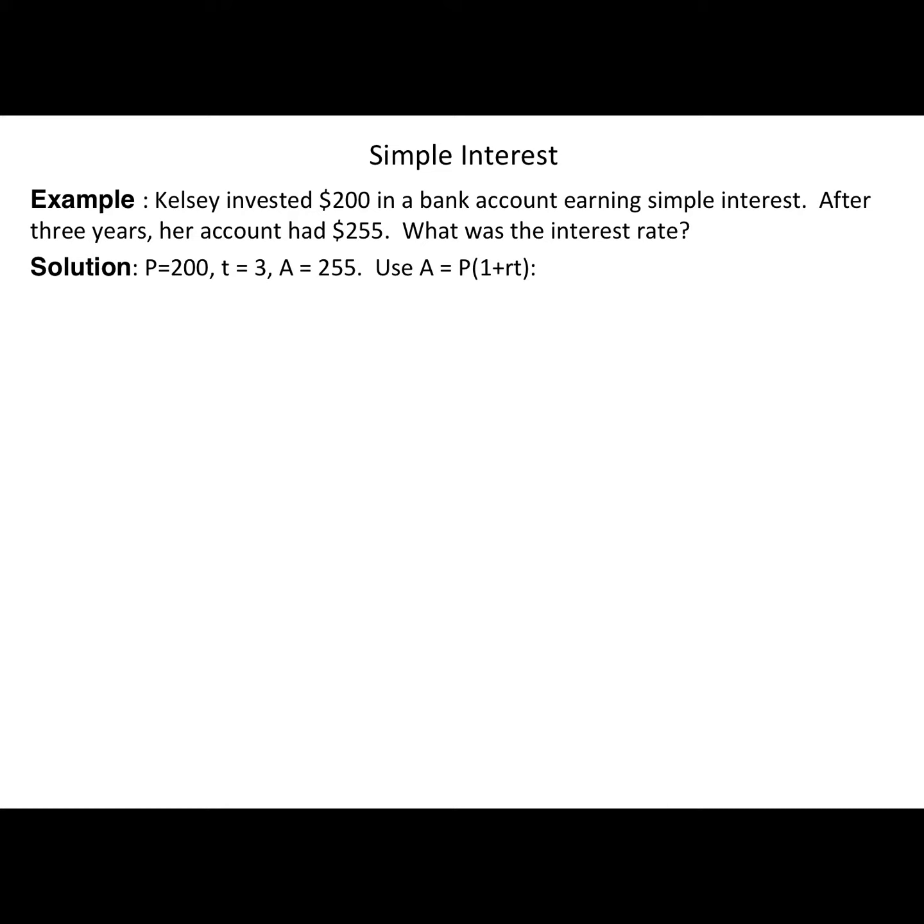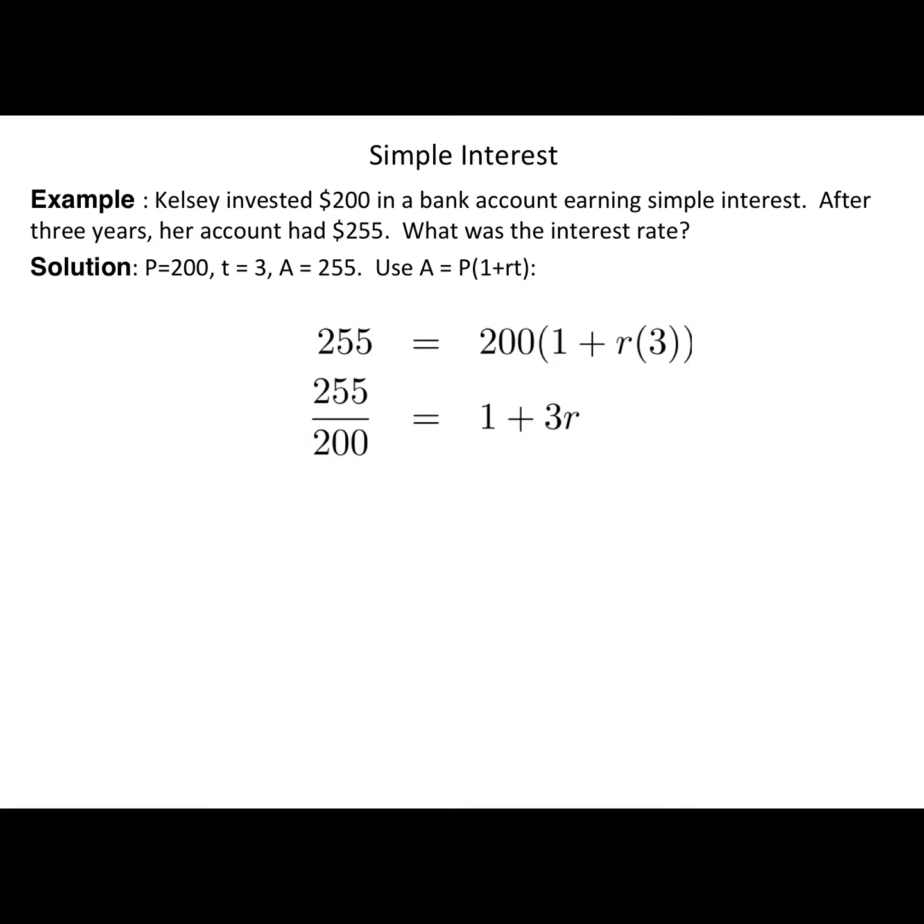All right, let's look at Kelsey's example. Kelsey invested $200 in a bank account earning simple interest. After 3 years, her account had $255. What was the interest rate? So here we have our principal is $200. Time is 3 years. The amount is $255 that she ends up with, and we want to solve for R. So we plug into the simple interest formula. Now we need to solve for R.